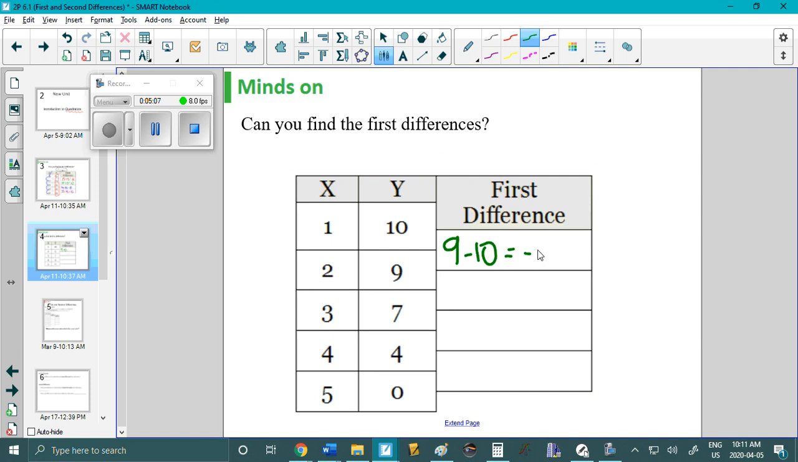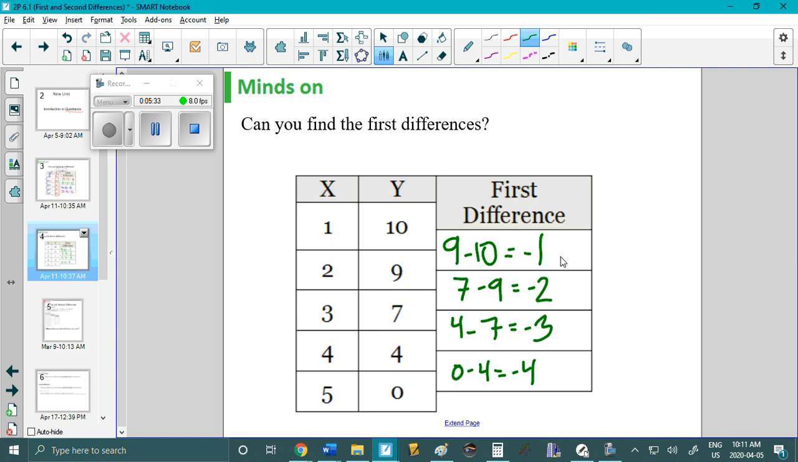Feel free to increase the playback speed if you're finding this very easy. 7 minus 9 equals negative 2. 4 minus 7 is negative 3. And 0 minus 4 is negative 4. Okay. You might have noticed the first differences are not all the same, so it's not linear.